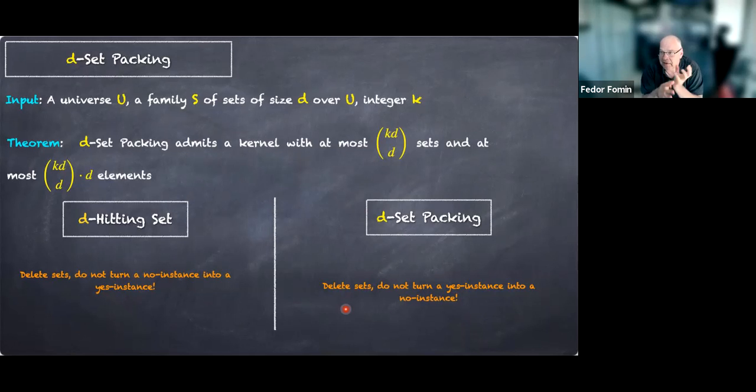For set packing it is completely opposite. Now what we should care about is that if we had a yes instance, so K disjoint sets in the original instance, after we did compression we still have a yes instance. So now we should be careful that we do not destroy a yes instance.